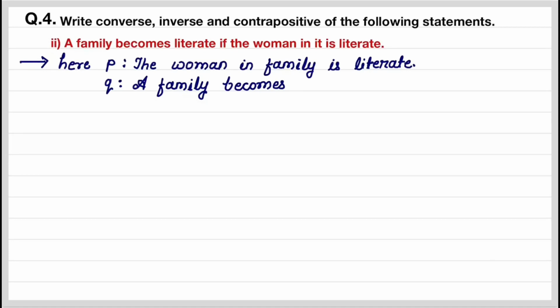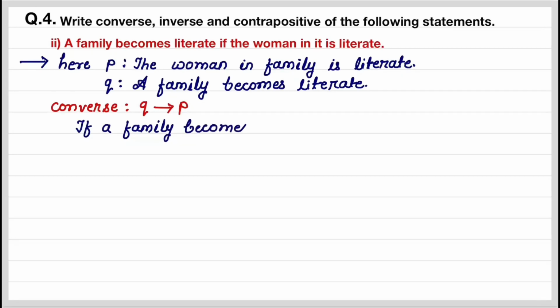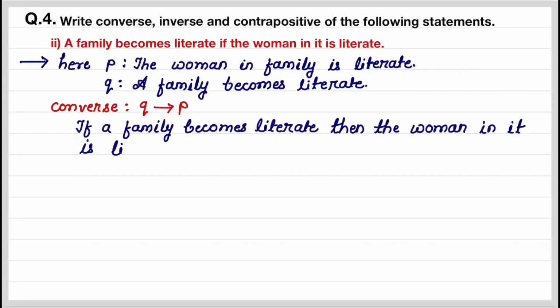First of all, we will write the converse. Converse of P implies Q is Q implies P. Write the statement. If a family becomes literate, then the woman in it is literate is the converse of the given statement.